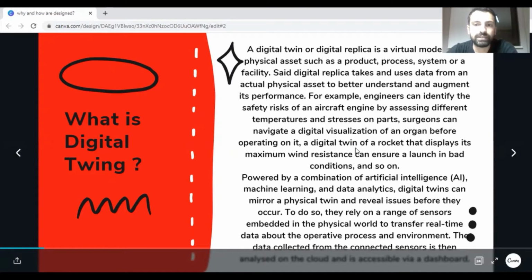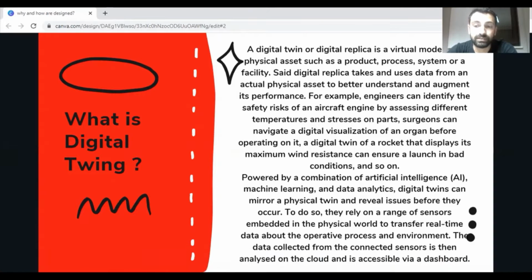A digital twin of a rocket that displays its maximum wind resistance can ensure a launch in bad conditions and so on.